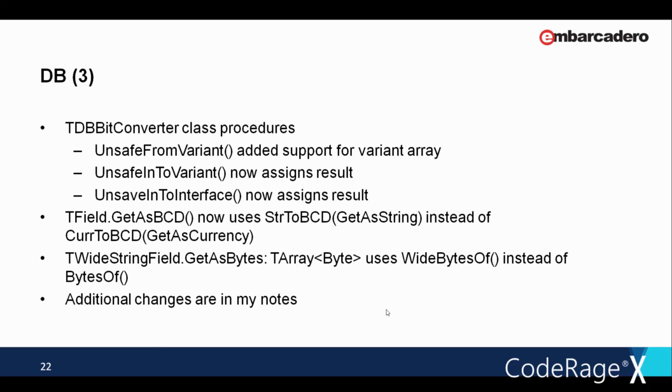TField.GetAsBCD changes the way that it actually determines the BCD value, calling StrToBCD, GetAsString instead of CurrToBCD, GetAsCurrency. That's another one of those floating point things you might want to make sure is still behaving correctly for you. This probably should just make it work better for you. WideStringField.GetAsBytes uses WideBytesOf instead of BytesOf in its calculation. And again, that's enough on the DB stuff.